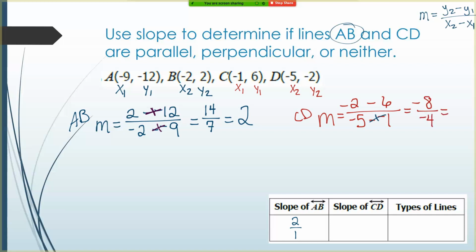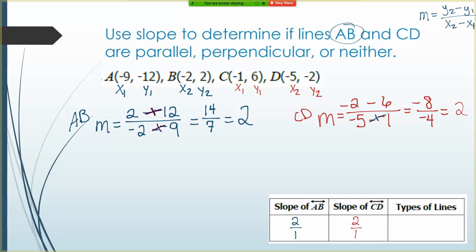So when I start to simplify this, I have negative 2 minus 6, which is negative 8. And then in the denominator, negative 5 plus 1, which is negative 4. When I take negative 8 divided by negative 4, I have a negative divided by a negative, which is positive. So I just have 2. So my slope of CD is 2 over 1 or just 2. Either way you want to write it.